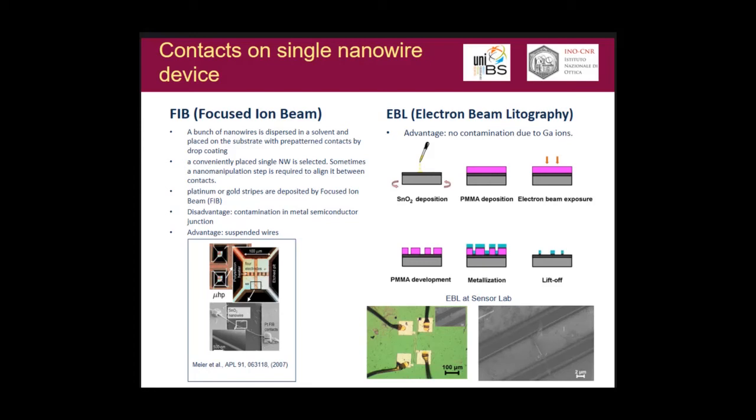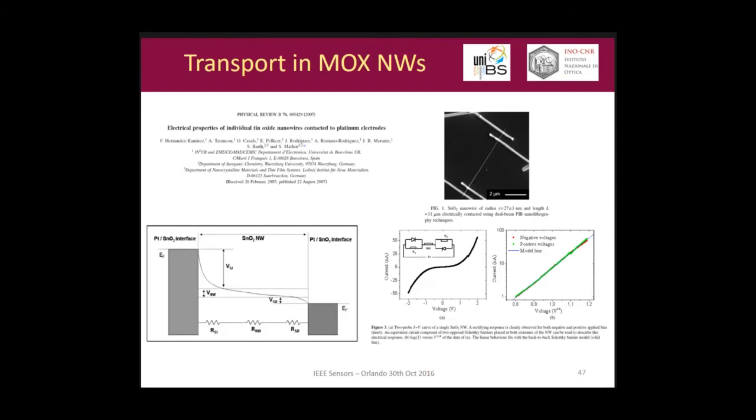but you can prepare suspended wires like in this case. With EBL, you don't have contamination due to gallium ions as with the FIB technique, but you cannot prepare suspended nanowires. In the technique, you simply put a drop of the solvent plus nanowires, then you put the PMMA, then you expose the PMMA in the SEM, and then you develop it and do the metallization and lift off. And what you obtain is that you have your nanowires contacted between electrodes.